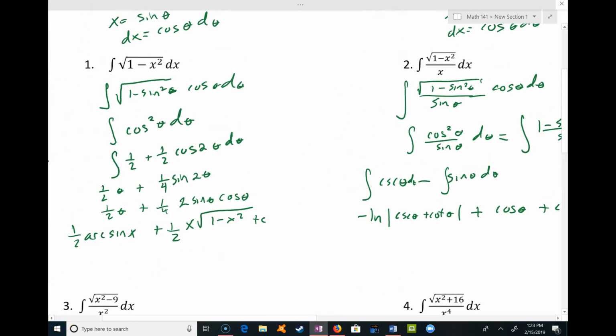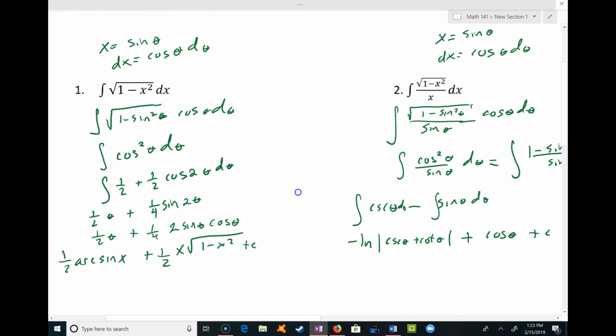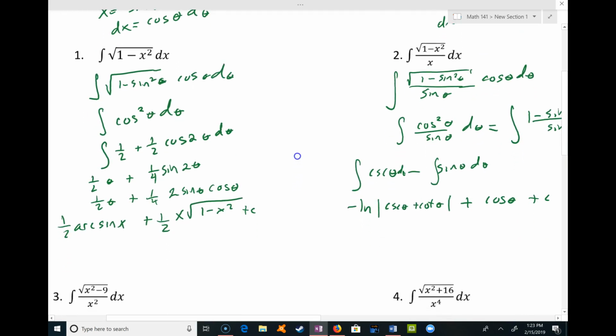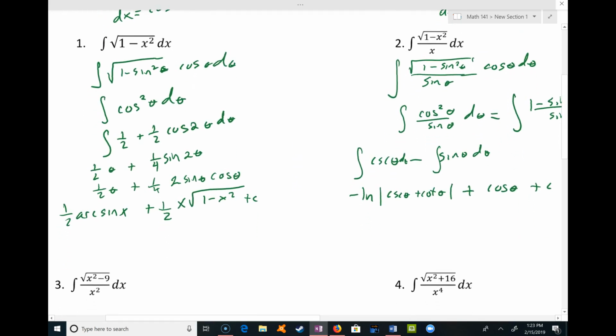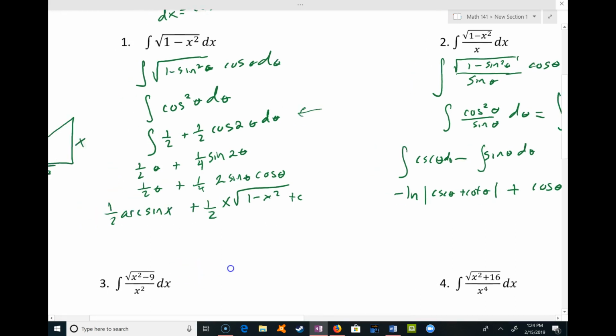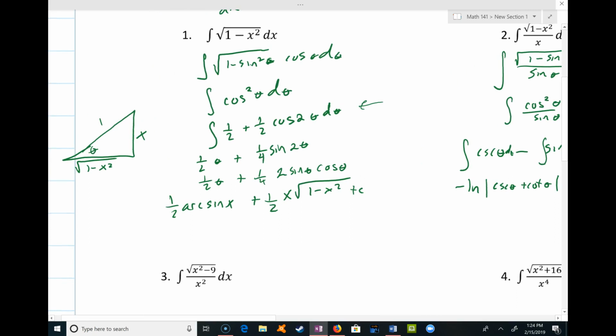So I've done the first two already. And you can see in the first one I did sine x equals sine theta, dx equals cosine d theta. Plugged it in, and I end up with cosine squared. Use the half angle trig identity to switch it to this. Then integrated it, and then used this rectangle to switch back to that.